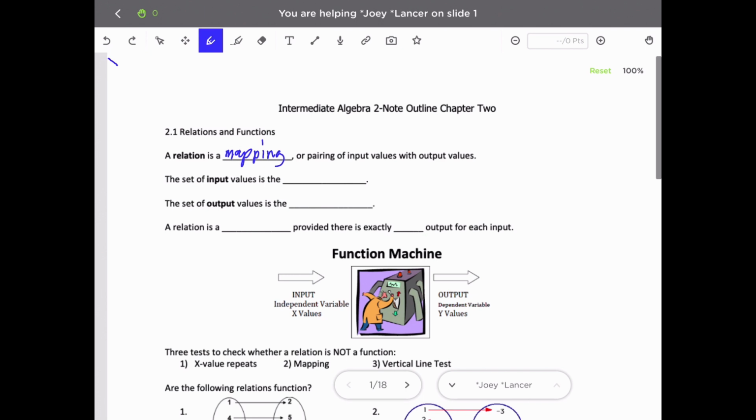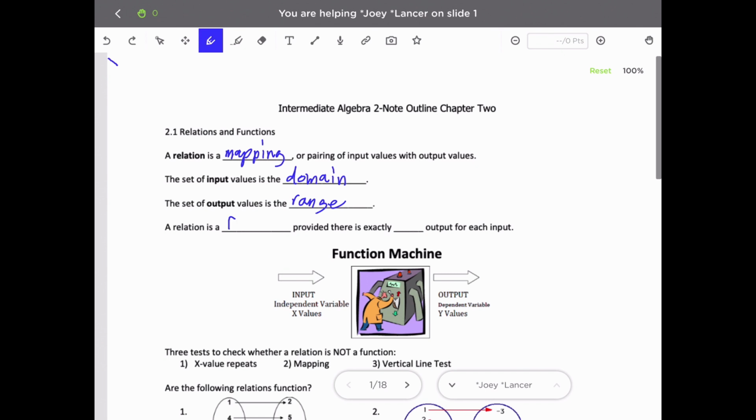Think of coordinates. The set of input values is the domain. That means what are all the x values, the inputs that can go into a function, and that's the domain. And the set of output values is the range. What are all the y values? What are all the results that come from this function?